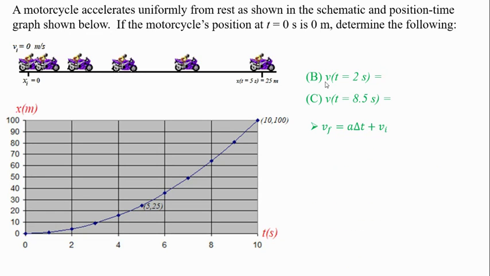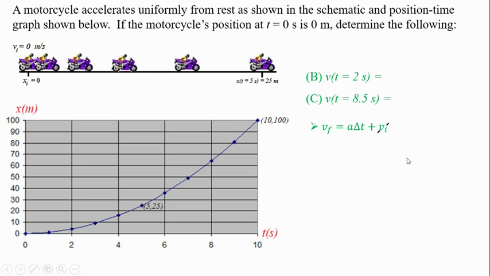So the easiest way to do that, I think, is just using vf, which is equal to at plus vi. This function comes from our average acceleration equation, and we can just rearrange to solve for vf. And if you have been practicing, this function should be in your back pocket. Vf is equal to a delta t plus vi.